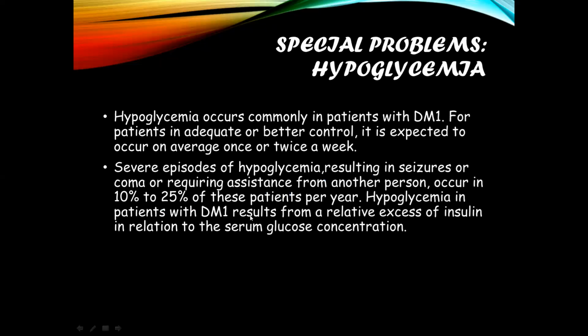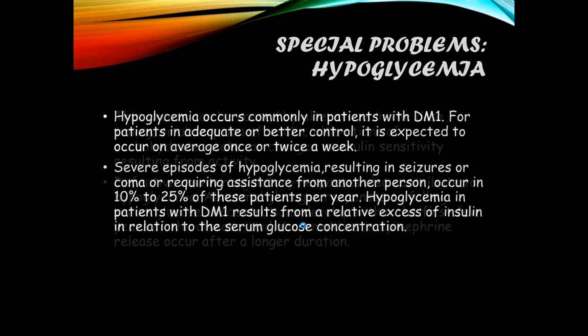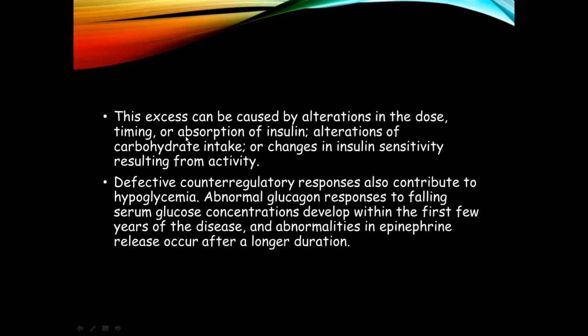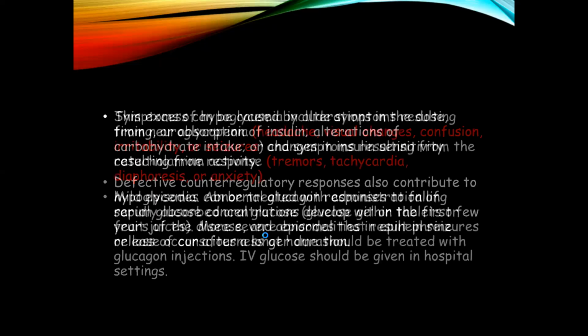Hypoglycemia in patients with type 1 diabetes results from a relative excess of insulin in relation to the serum glucose concentration. So what can lead to the excess of insulin? This excess can be caused by alterations in the dose, timing, or absorption of insulin, alterations of carbohydrate intake, or changes in insulin sensitivity resulting from activity. Also, defective counter-regulatory responses can contribute to hypoglycemia. Abnormal glucagon responses to falling serum glucose concentrations develop within the first few years of the disease, and abnormalities in epinephrine release occur after a longer duration.